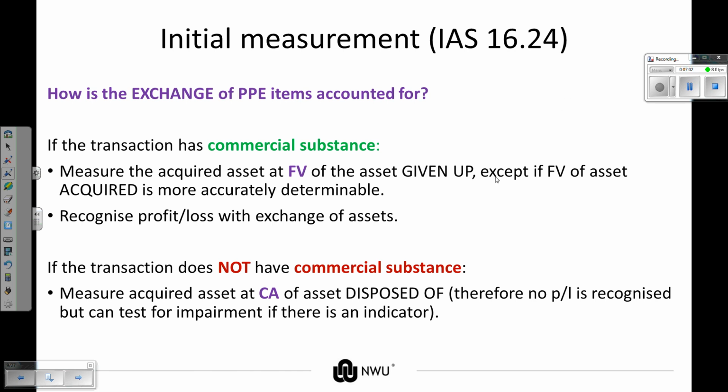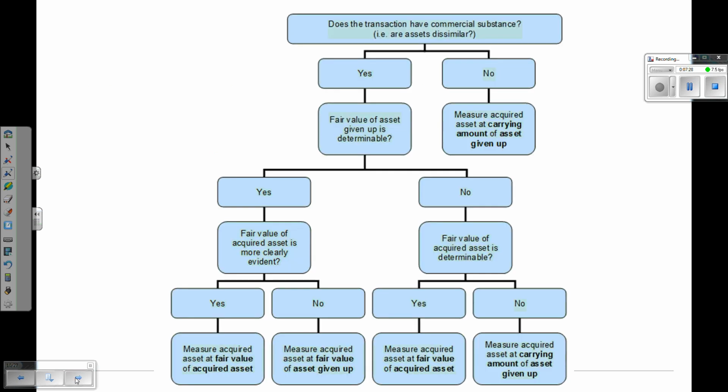This is the case, except if the fair value of the asset acquired, so the fair value of the vehicle, is more accurately determinable. If the transaction does not have commercial substance, then I will measure my vehicle, the acquired asset, at the carrying amount of the asset disposed of, the carrying amount of the building. Here I have just a diagram to show you, does the transaction have commercial substance? Yes, no, and you can look at this tree in your own time.